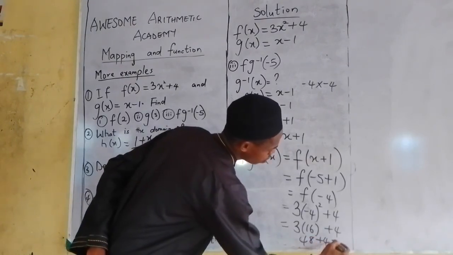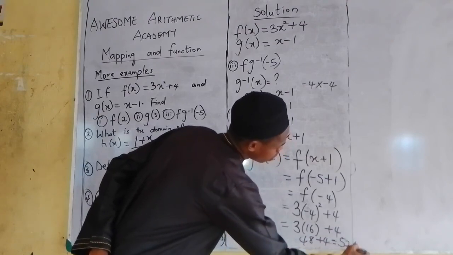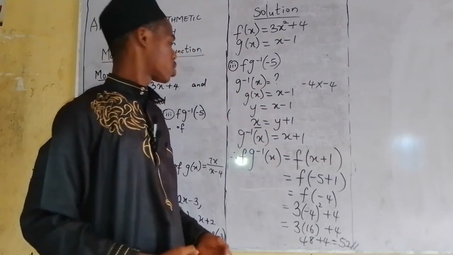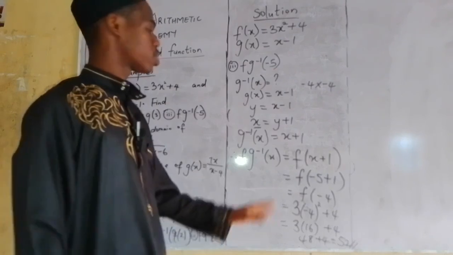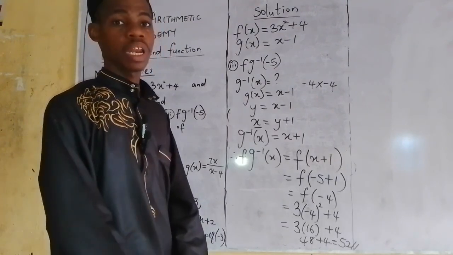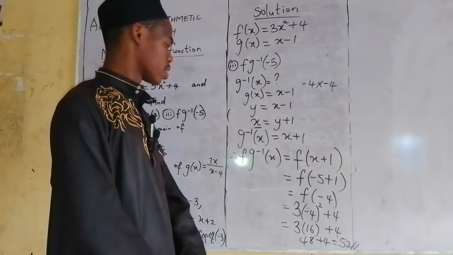48 plus 4 will give me 52. And that will be the solution to this particular question. That will be the solution to this question. Now, I hope that is clear enough. So I'll look at it very well.